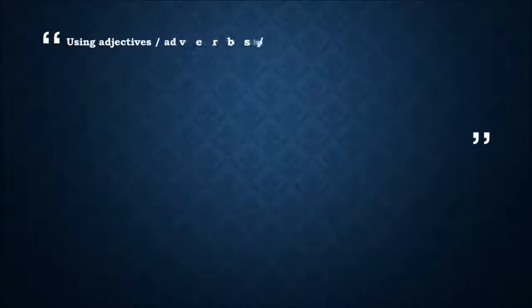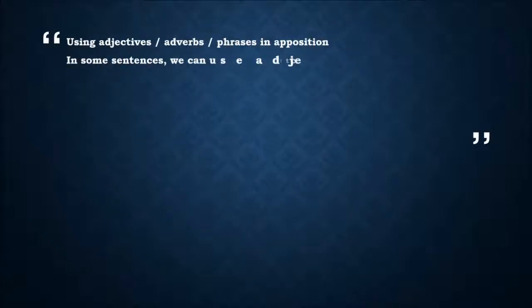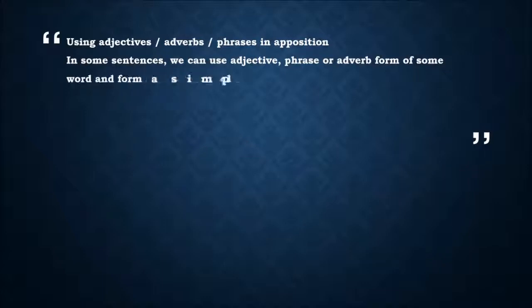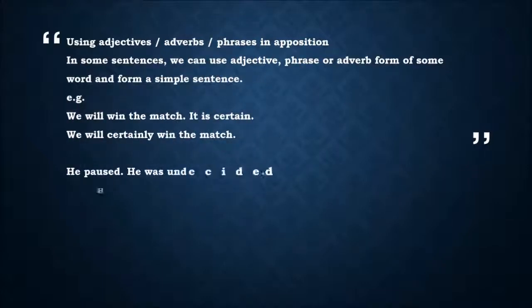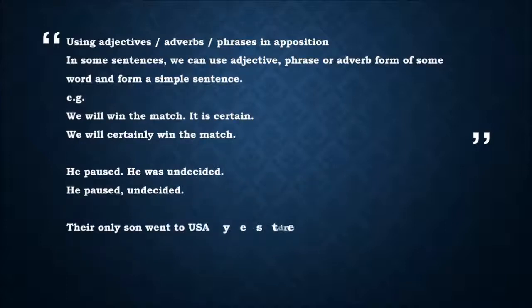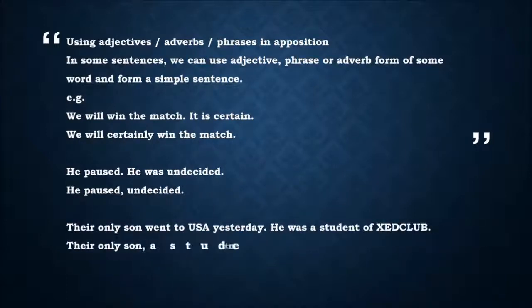Using adjectives, adverbs, phrases. In some sentences, we can use adjective, phrase or adverb form of some word and form a simple sentence. E.g. We will win the match. It is certain. We will certainly win the match. He paused. He was undecided. He paused, undecided. Their only son went to USA yesterday. He was a student of XEDCLUB. Their only son, a student of XEDCLUB, went to USA yesterday.